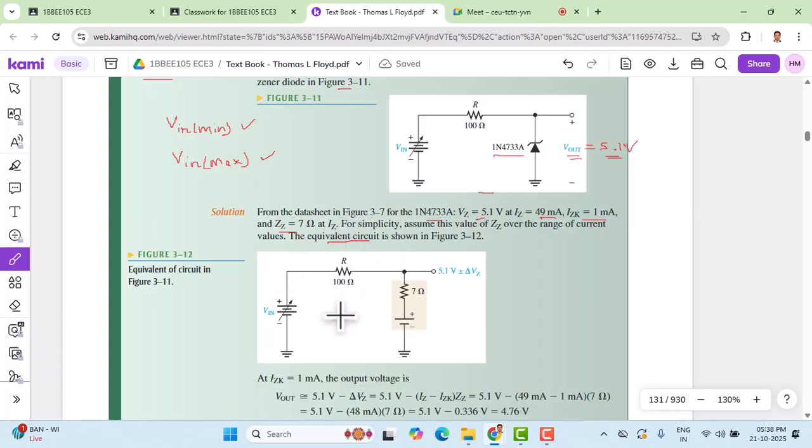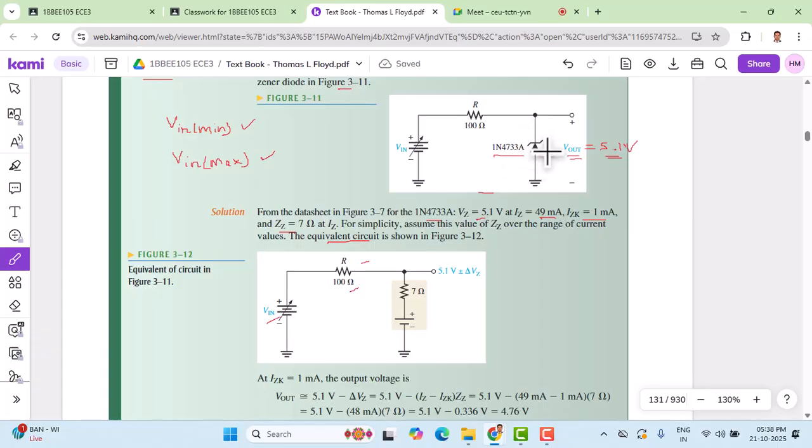That is what we do in the next step. So now let us write the equivalent circuit of this Zener diode. So input voltage is retained as it is. We don't make any changes, and there is a current limiting resistor whose value is 100 ohm. That is also retained as it is.